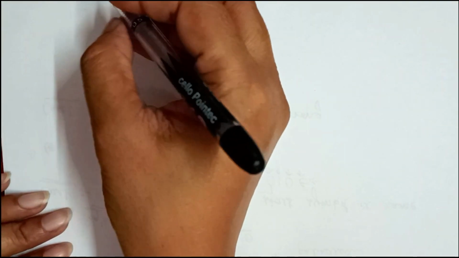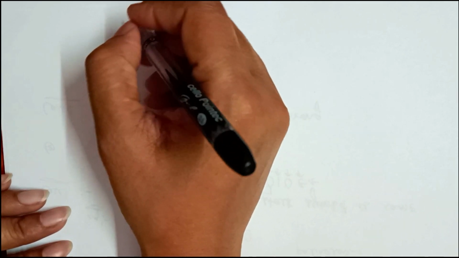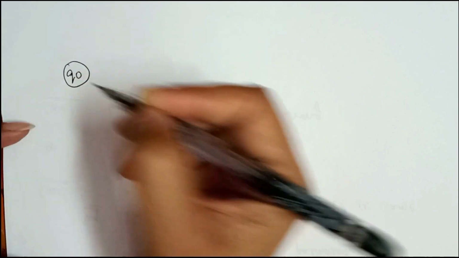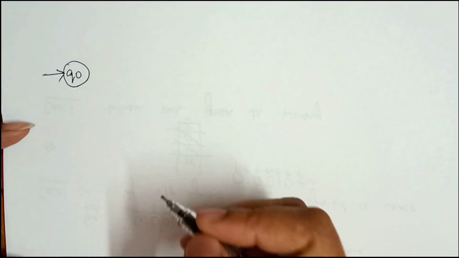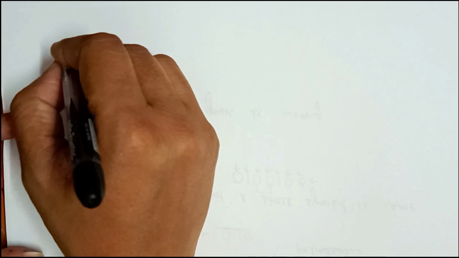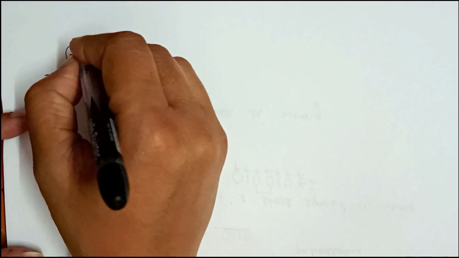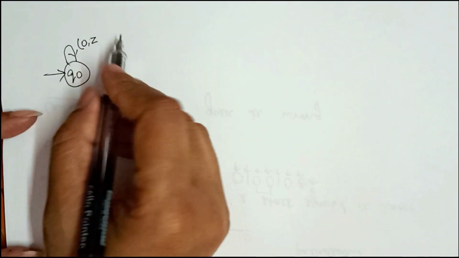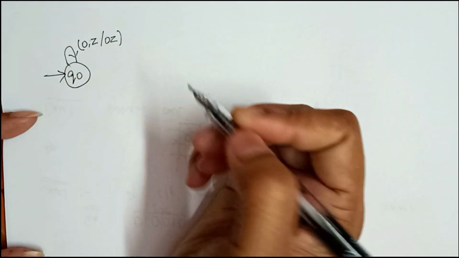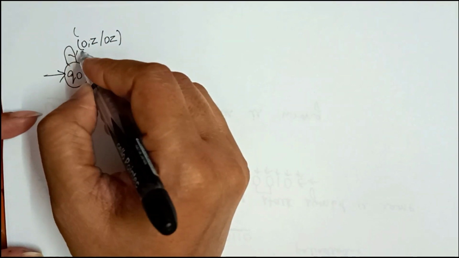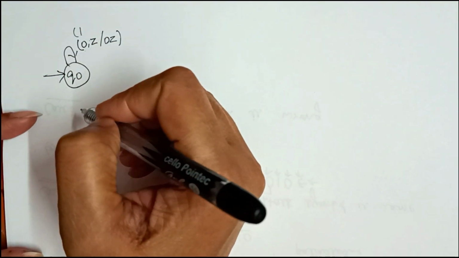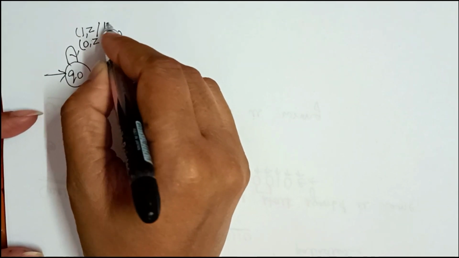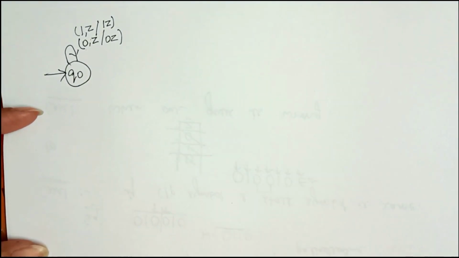So initially we are in the Q0 state. Now if the input symbol is 0 and the top of the stack is Z, we push this 0 onto the stack. Or, in case of 0, if the input symbol is 1 and the top of the stack is Z, we push this 1 onto the stack, so we will write it like this, 1Z.